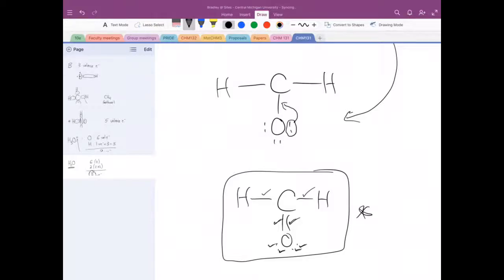Okay, so oxygen has an octet. Carbon has an octet. Hydrogens have 2 electrons, so that's good for them. Okay, so everything is nice and happy.